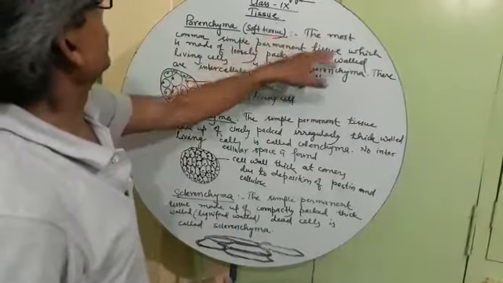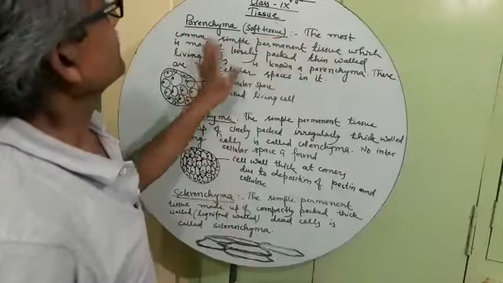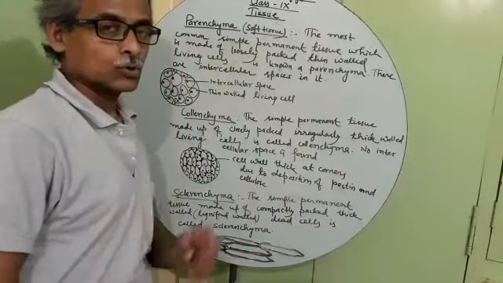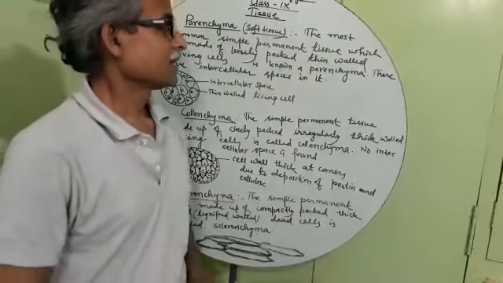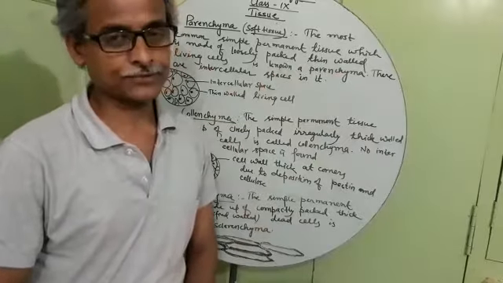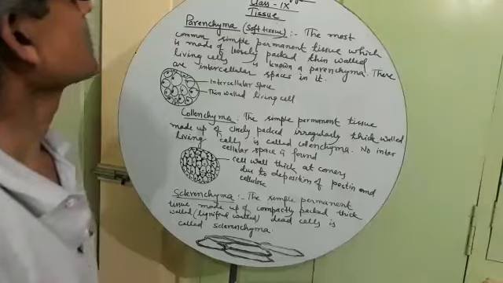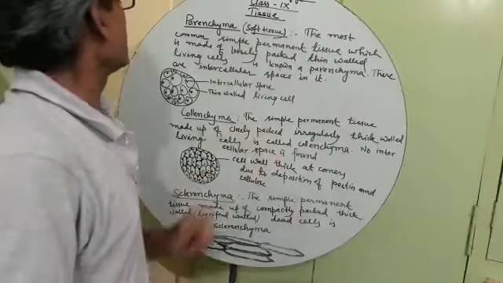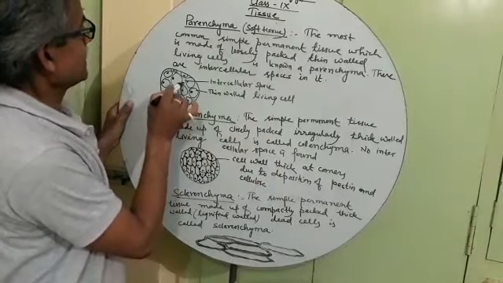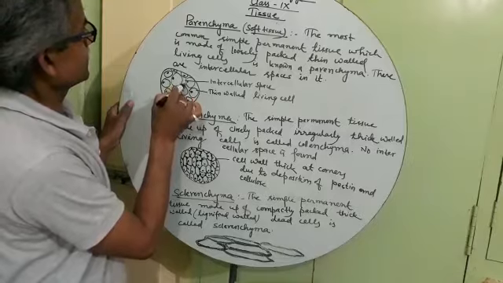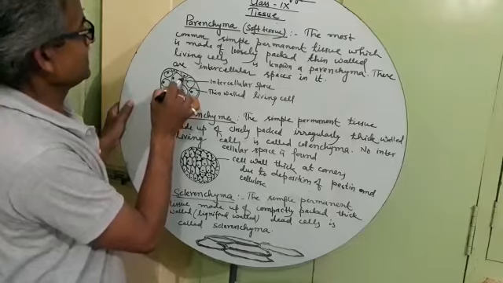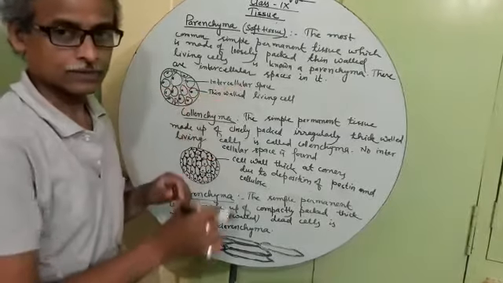So, the most common simple permanent tissue which is made of loosely packed thin walled living cells is known as parenchyma. There are intercellular spaces in it. Look at here, these are cells and there are spaces in between these cells. These spaces are called intercellular space.